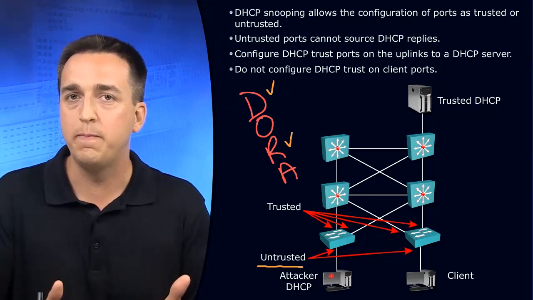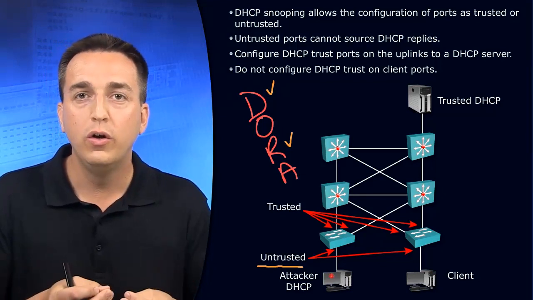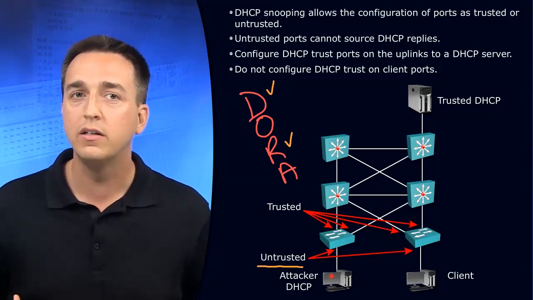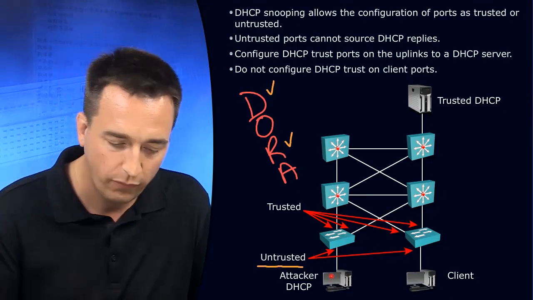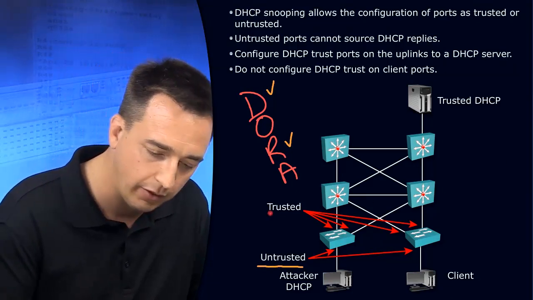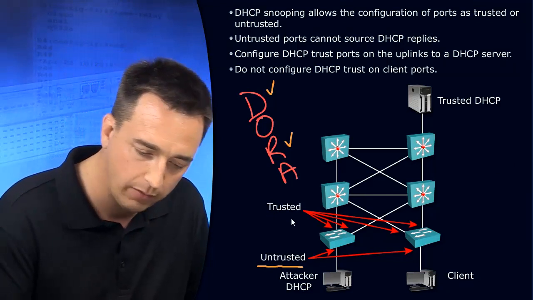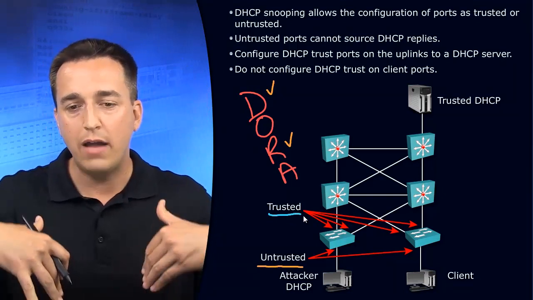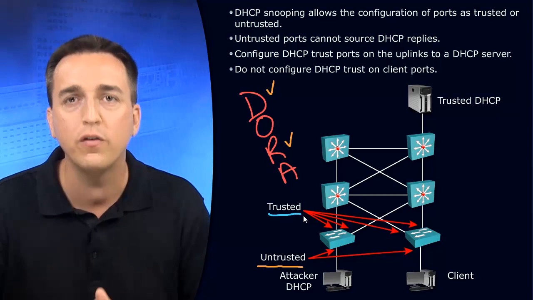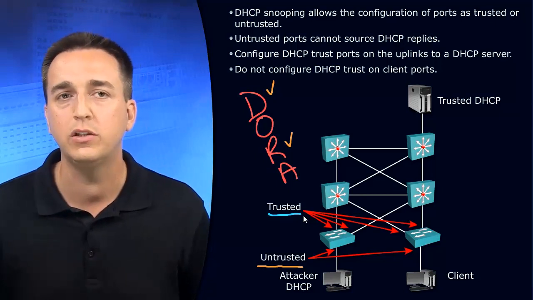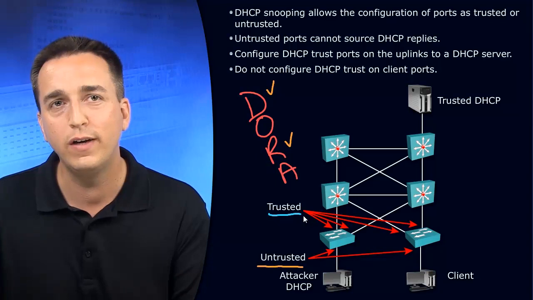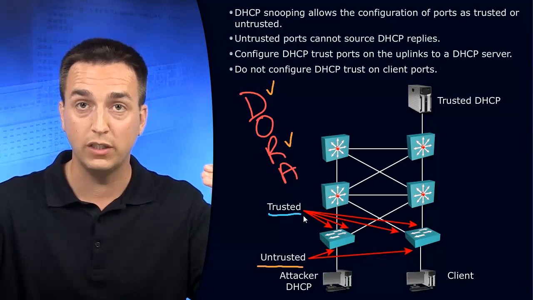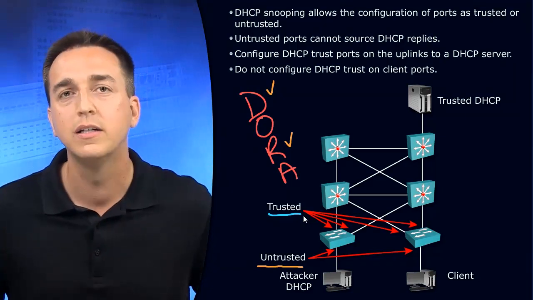How do we get those offers and acknowledgments from the DHCP server back to the client? Well, we have to manually configure trusted interfaces. So those interfaces that would accept those offer messages coming back from the DHCP server, we would explicitly configure as trusted interfaces. That way, the flow of DHCP offers and acknowledgments can come back to those clients that requested them.